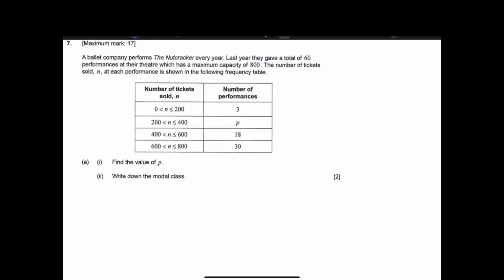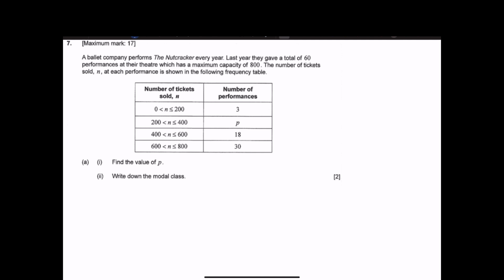Now we can move on with part B. Part B, let's start with question 7. So there's a ballet company named Nutcracker. Last year they gave a total of 60 performances at the theater, which has a maximum capacity of 800. And they've given you the table.